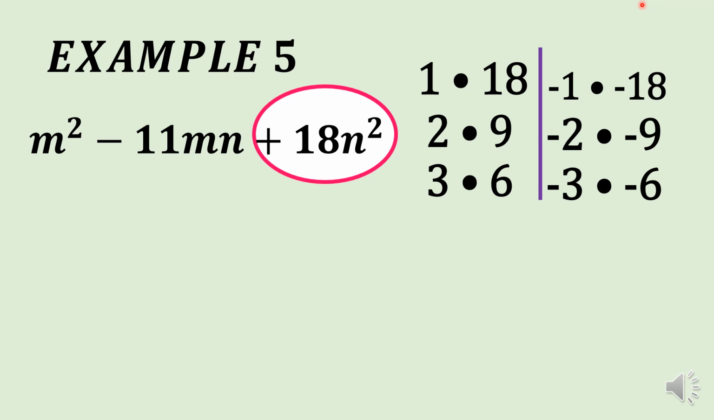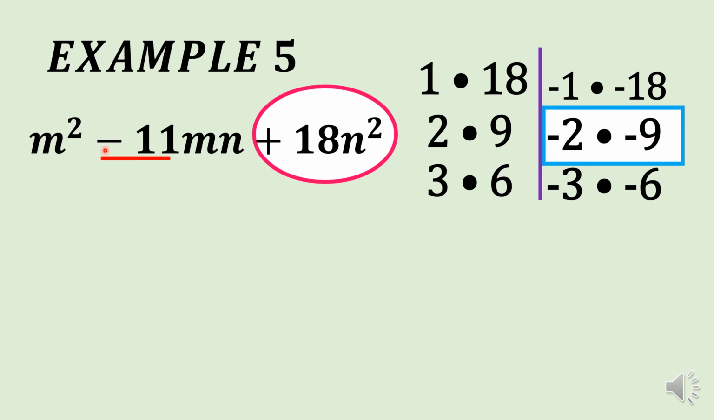Okay? So, after finding all the factors, proceed now dito sa ating second term. So, alin dito ang magbibigay ng sum na negative 11? Okay, so the answer is negative 2 at saka negative 9. So, we have like signs, 2 plus 9, that is equal to 11. And then, like sign, so copy the sign, you have negative.